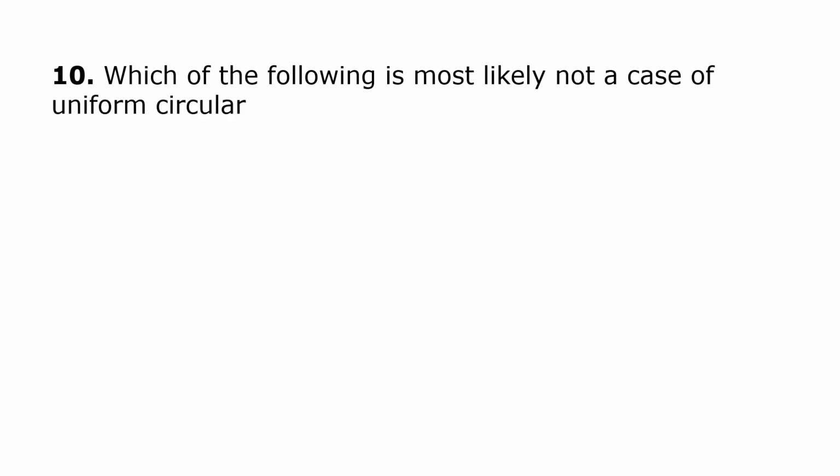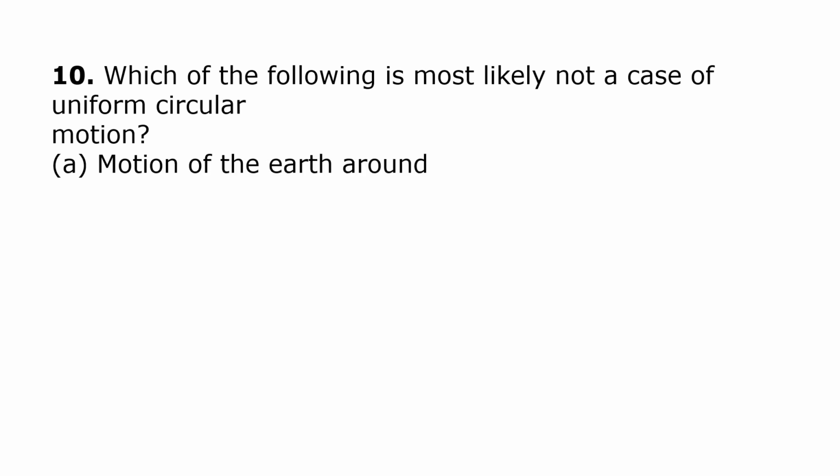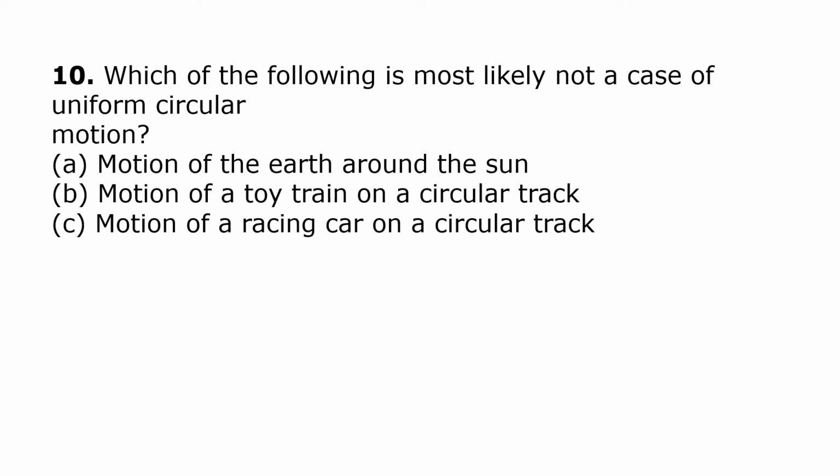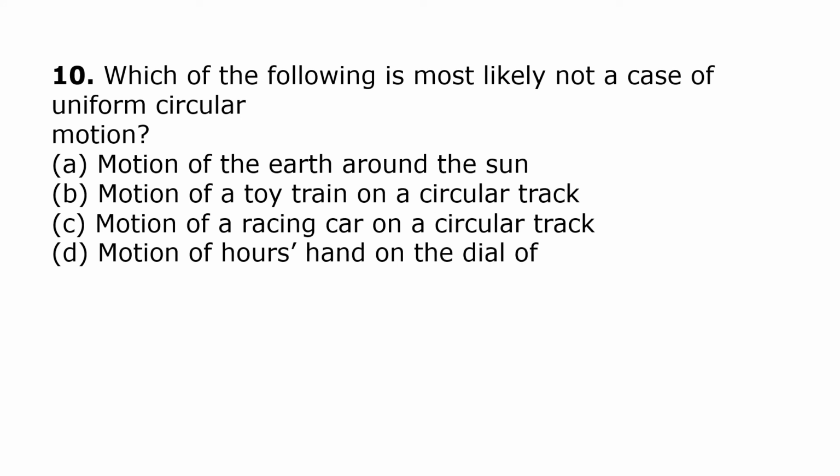Going to the 10th question. Which of the following is most likely not a case of uniform circular motion? Let us see the options. Option A, motion of the earth around the sun. Option B, motion of a toy train on a circular track. Option C, motion of a racing car on a circular track. Option D, motion of the hour hand on the dial of a clock. Most likely not a case of uniform circular motion.